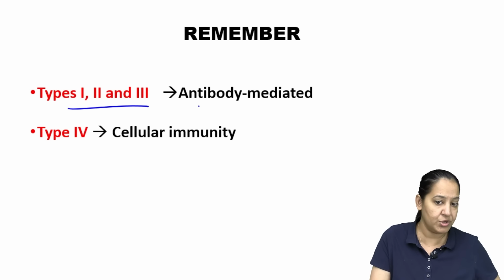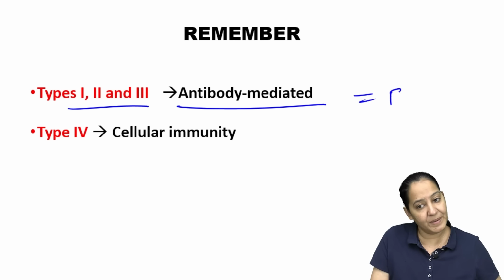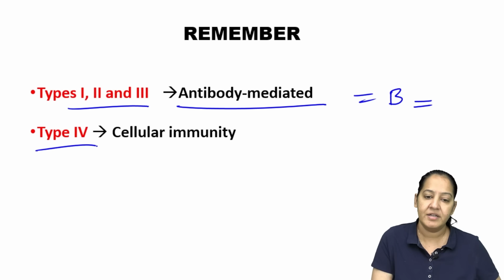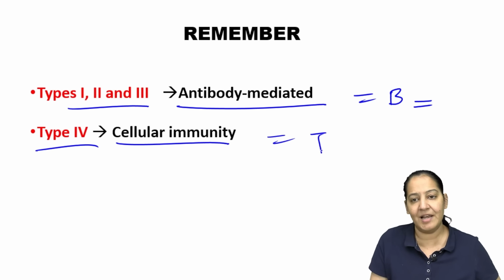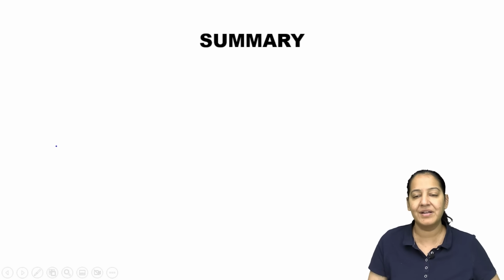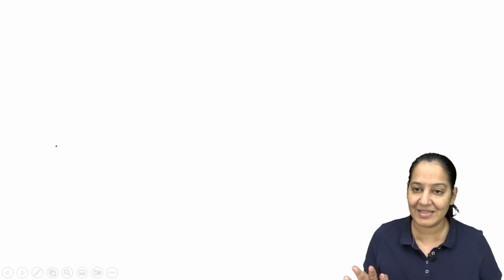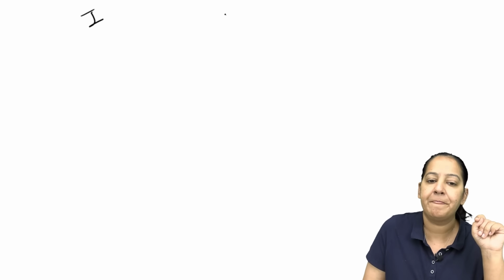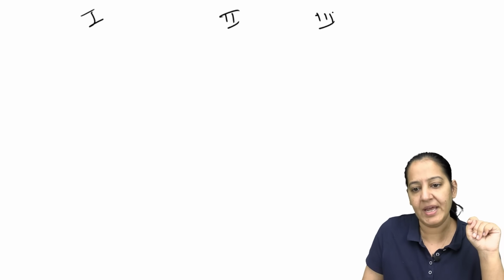So type 1, 2, 3 is antibody mediated. So B cell mediated. So humoral immunity. Type 4 is cellular mediated. T cell mediated. It is delayed one. These 3 are immediate. This one is delayed. Right? So what is the summary? What is the pathogenesis? Can we revise the pathogenesis of all 4 together at one shot? Type 1, type 2, type 3 and type 4.